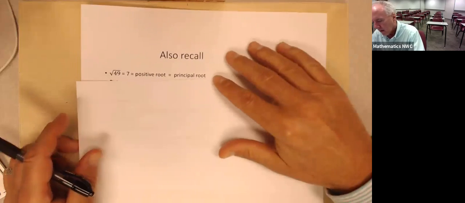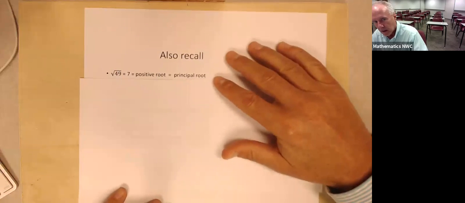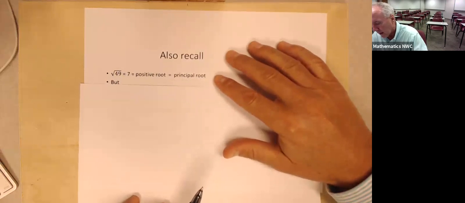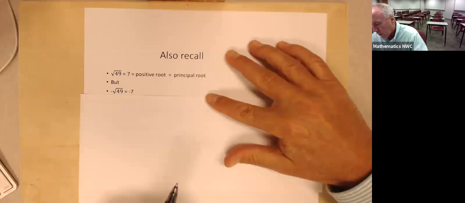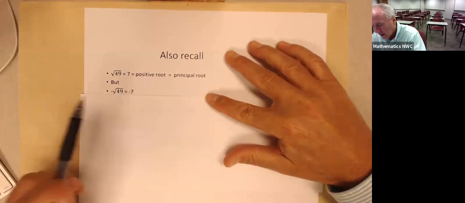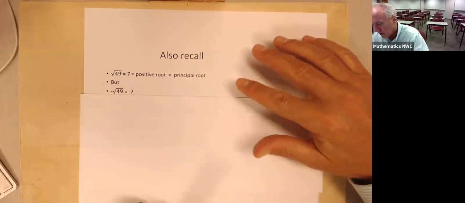As I mentioned earlier, the square root of 49 is equal to 7, the positive root, which is the principal root. It's the one the book will be expecting. If they want a negative specifically, they will put a negative out front. That negative comes along, giving you that negative 7.